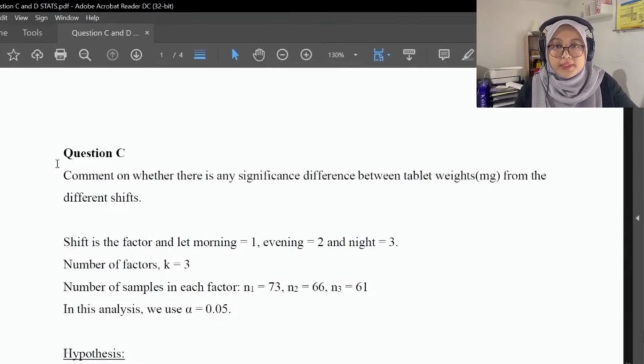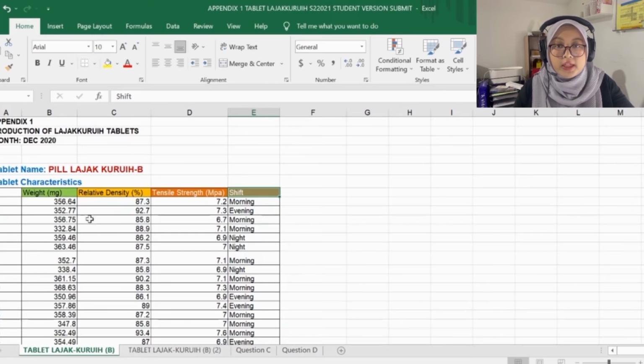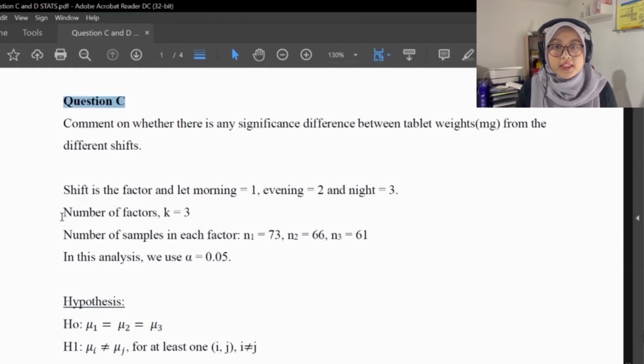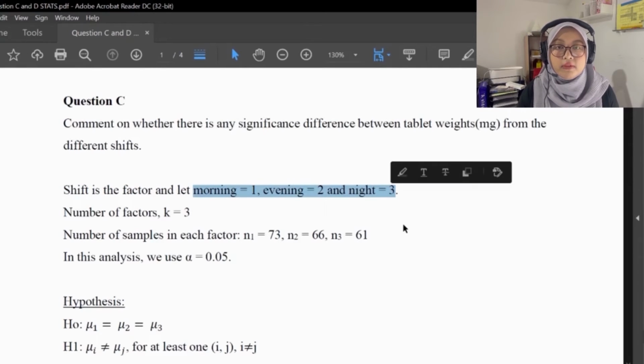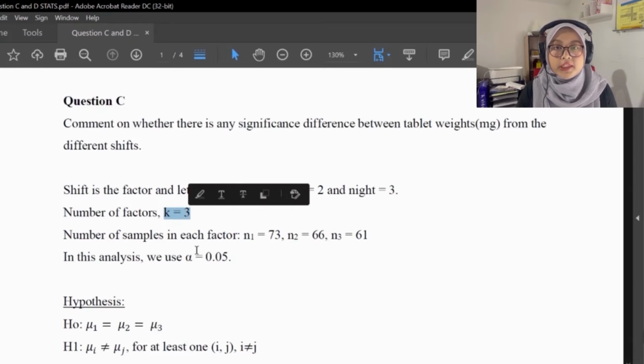Thank you to the previous presenter. Now I am going to show how to solve the next question. In order to answer this question, you have to use hypothesis testing, which is the ANOVA method. From the table given, we only have to use the columns weight and shift. Since there are different shifts, the shift is the factor. So we let morning equal 1, evening equal 2, and night equal 3. Since there are 3 different shifts, the number of factor levels is equal to 3.